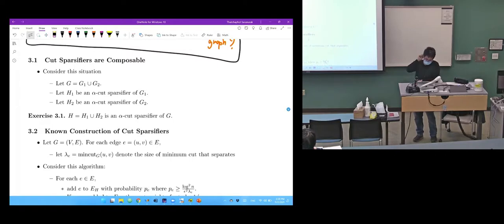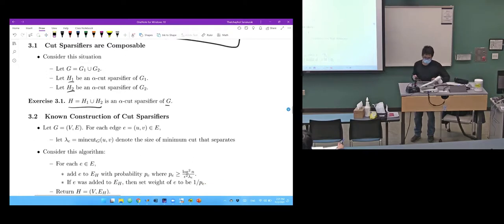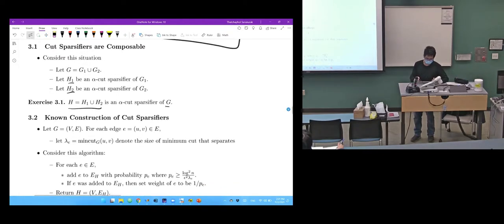Cut sparsifiers are composable again in the same sense. Given any graph G, if you partition edges into two parts, G1 and G2, sparsify each part and union them together, it's going to be a cut sparsifier of the original graph. Think about this as an exercise. This is true for spectral sparsifiers too, because it's only a sum of edges. But that's not this class, not today.